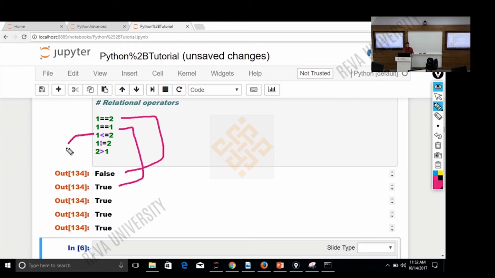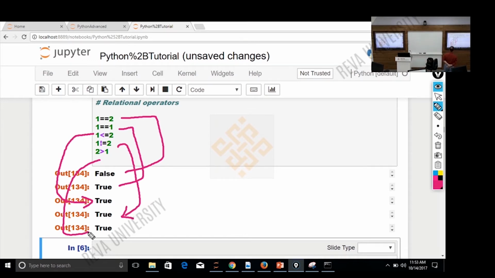Is 1 less than or equal to 2? Yes. Is 1 not equal to 2? Is 2 greater than 1? Right? So that's the output. So go ahead and try it. Just type some of them, at least practice some of them, so that you know it's working out for you. And these true and false values, what type of values are these? These are Booleans, right?